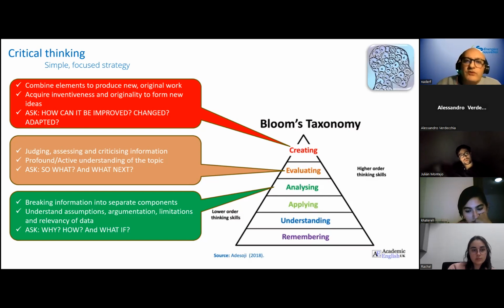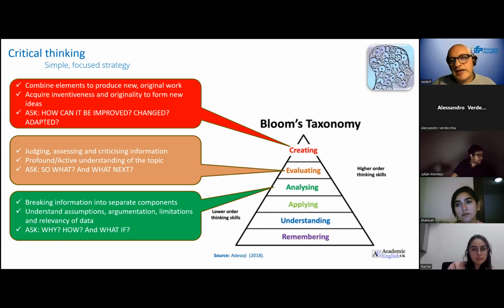And then once you go further, you can combine the elements that you have selected and produce new original work, original ideas, acquiring inventiveness and originality to form new ideas. Because I don't believe that you can invent new ideas like this, like you are walking in the street and you invent ideas. No, your invention is based on what you have already digested from analyzing, evaluating, etc.